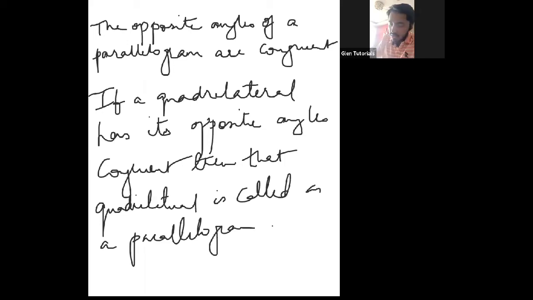Simple. Now let us see this once again. Opposite angles of a parallelogram are congruent. Simple statement, not an if-then form. Convert it into an if-then form. Now we know that a parallelogram is a quadrilateral. So if a quadrilateral has its opposite angles congruent, then that quadrilateral is called a parallelogram. I hope you all understand the first example. Please give me a thumbs up if you understood. We'll go to the next one then.